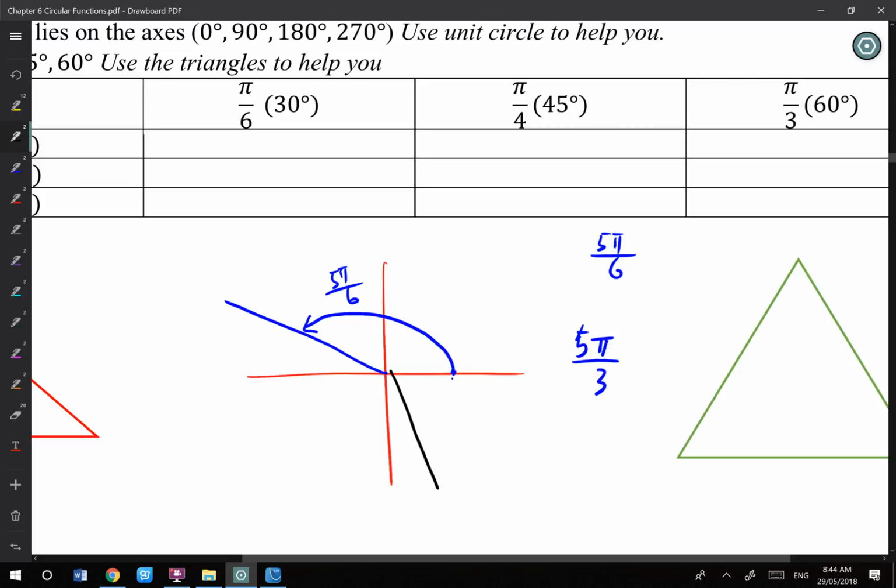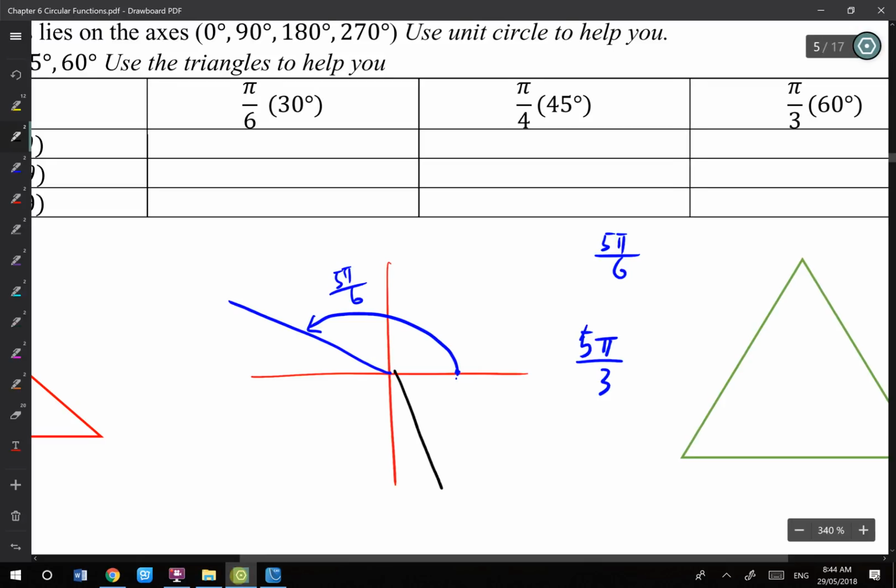So it's pi on 3 away from 2 pi. So that's the 5 pi over 3. But anyway, that's just how I sketch angles. Do not convert into degrees, it's too slow to do.